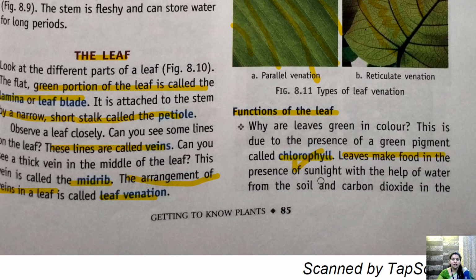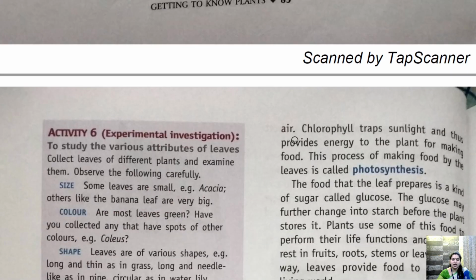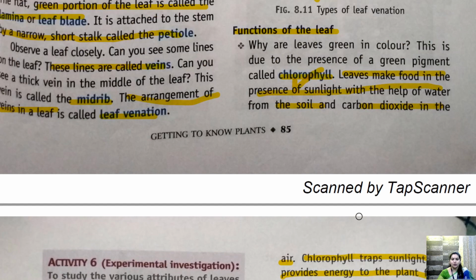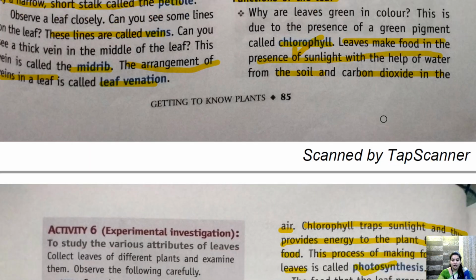Leaves make food in the presence of sunlight with the help of water from the soil and carbon dioxide in the air. Okay? Chlorophyll traps sunlight and thus provides energy to the plant for making food. This process of making food by leaves is called photosynthesis. So what is photosynthesis? In the process of photosynthesis, we require sunlight, we require water, we require carbon dioxide and chlorophyll.